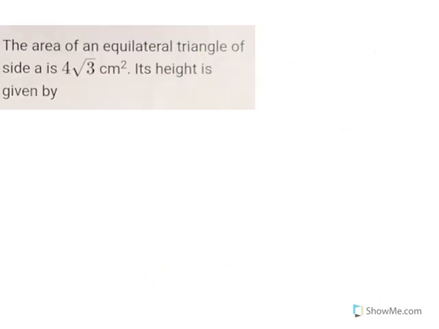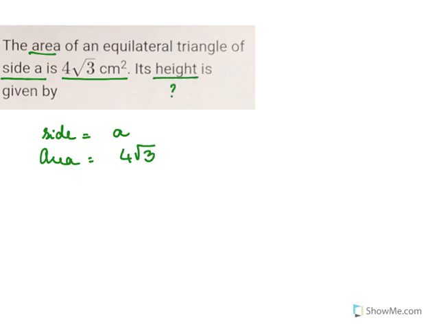For the next one, the area of an equilateral triangle is 4 root 3. Area of equilateral triangle of side A is 4 root 3. Therefore, its height is. So what is given to us? It is given to us first side is equal to A. Then it is given to us that area is 4 root 3. So we'll write area 4 root 3. And we must know its height. The height is the question.